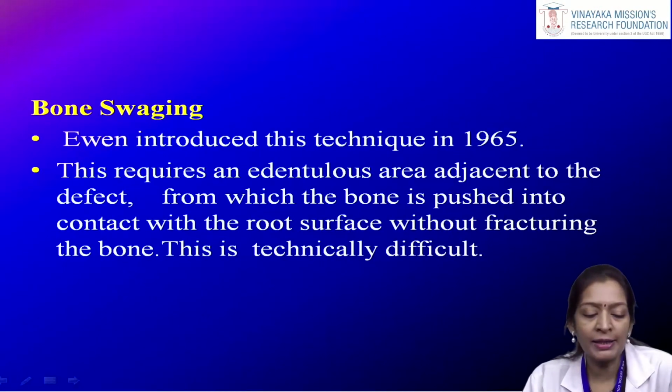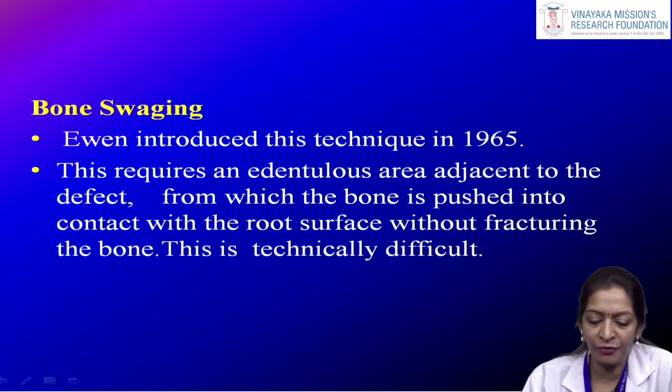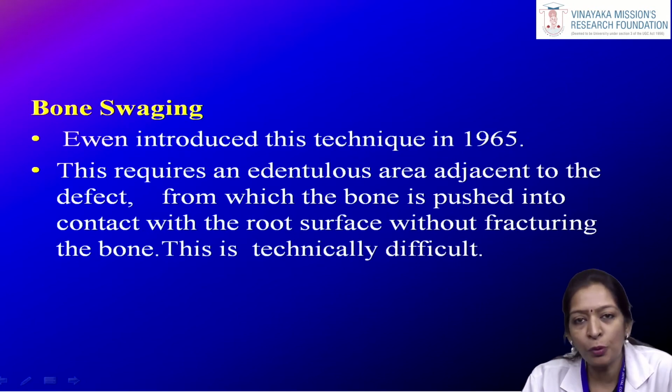Another technique is called the bone swaging technique. This was introduced in 1965. This technique uses an edentulous area adjacent to the defect. There should be an edentulous area adjacent to the defect. From there, the bone is pushed in contact with the root surface. But it is very technically difficult because there are chances of fracturing the bone, and this technique is no longer used.